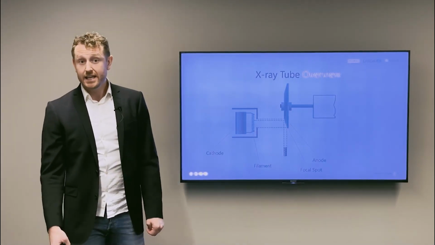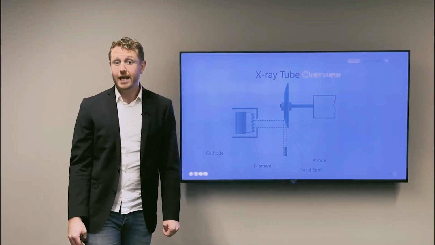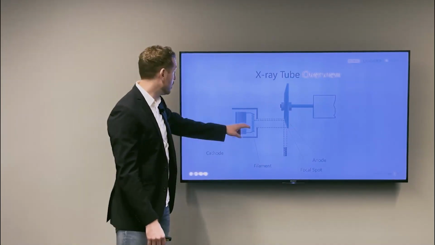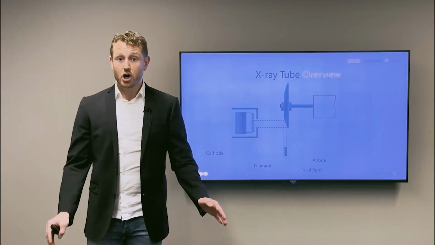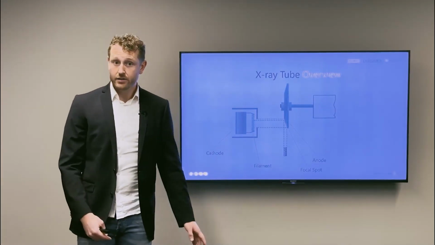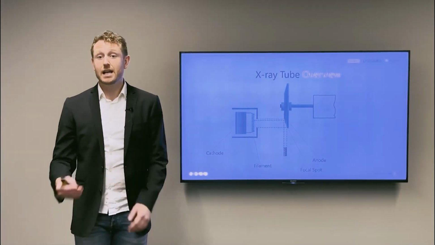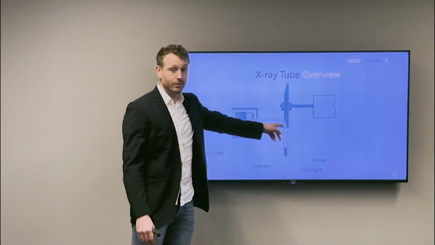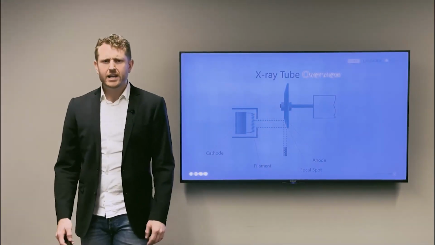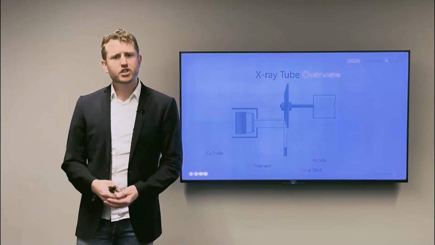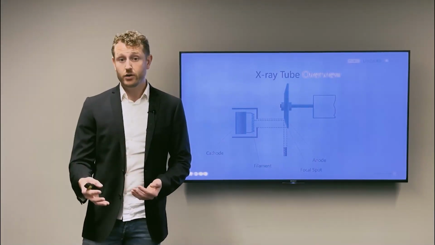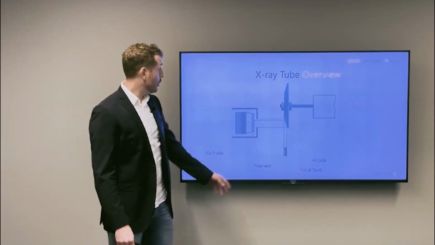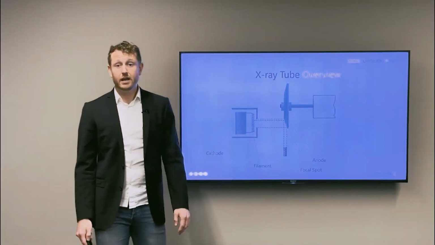When the filament is heated by electrical current, the electrons are released as a cloud around the filament. The difference in electric charge between the anode and the cathode makes these electrons accelerate towards the anode plate. When the electrons hit the anode, they stop very suddenly and transfer the energy into X-ray photons, which are emitted through an exit opening of the tube.